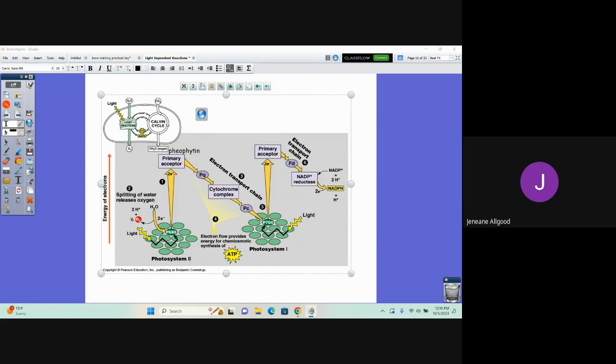So notice how this arrow over here says energy of electrons. When they pass to plastocyanin, okay, so we've gone from pheophytin to plastoquinone to cytochrome complex to plastocyanin, and then finally, when it's done with that first electron transport chain, those electrons are going to end up in the reaction center of photosystem 1.